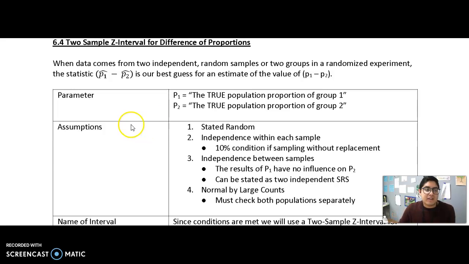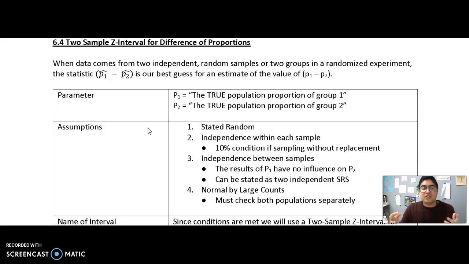And then lastly, we're going to check the normality condition by ensuring that our sample is large enough to use a normal approximation. And we'll check this by doing n1 times p hat 1, n1 times the complement of p hat 1, n2 times p hat 2, and then n2 times the complement of p hat 2. And I'll show you some examples of what this looks like. But we are basically checking the conditions within each population, each sample from that population. The only added condition is that independence between samples.